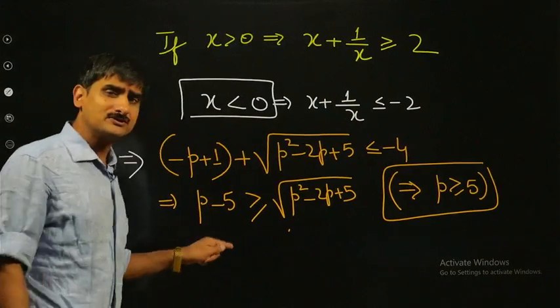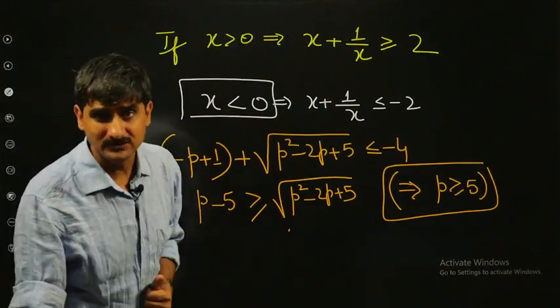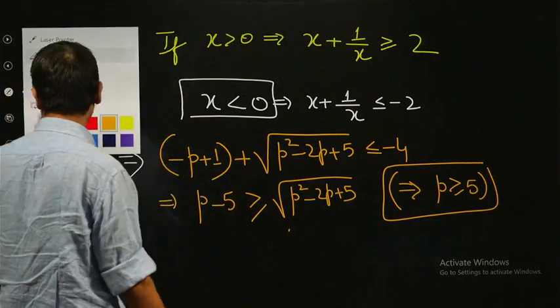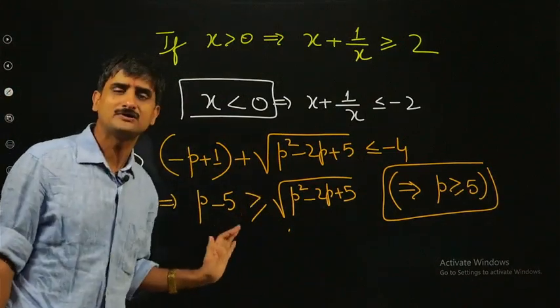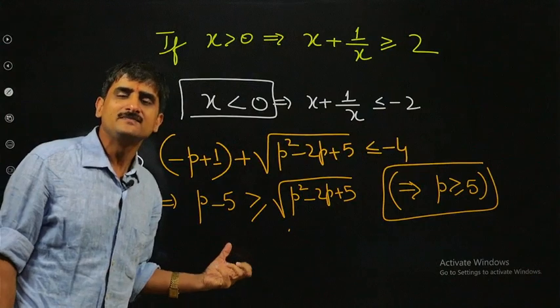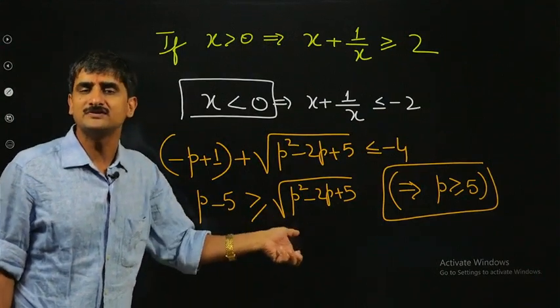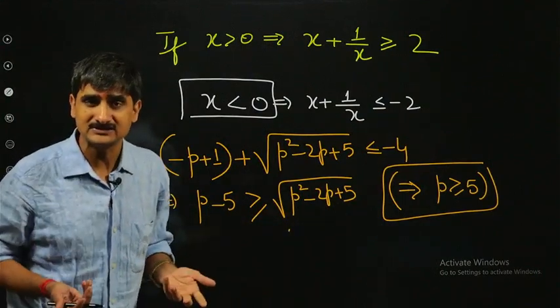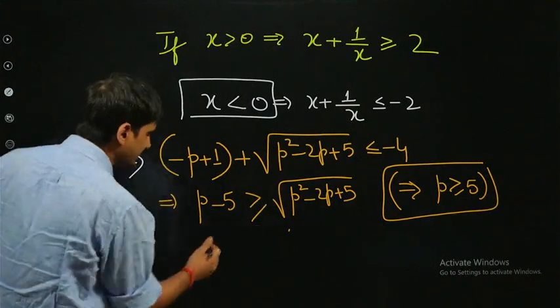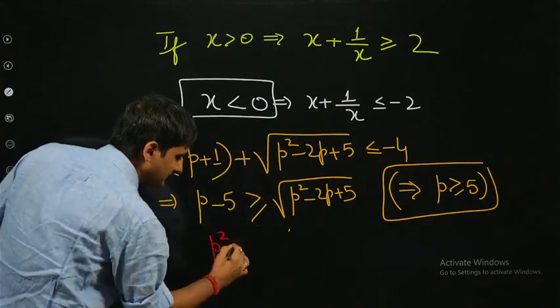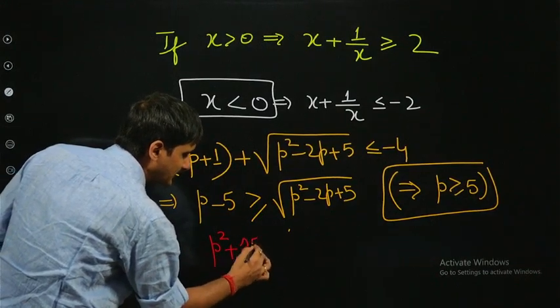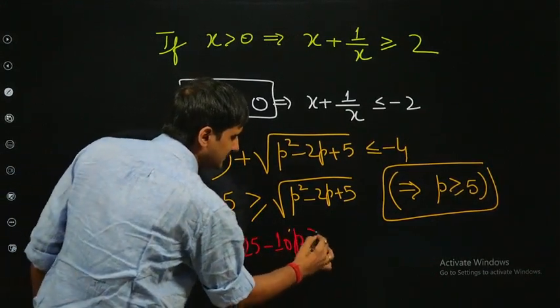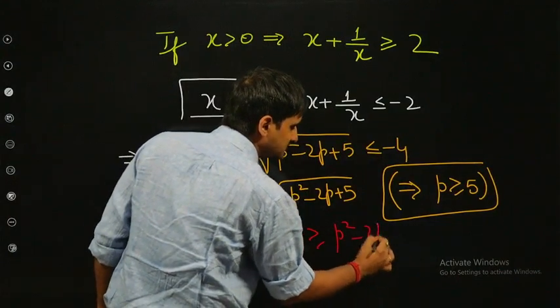So before imposing this condition, I'm not going to square both sides. I'm ensuring that both the sides are positive. Why so? Because LHS is to be greater than some positive number, so LHS has to be positive. After imposing it, taking square on both sides, we get p square plus 25 minus 10p is greater than or equal to p square minus 2p plus 5.